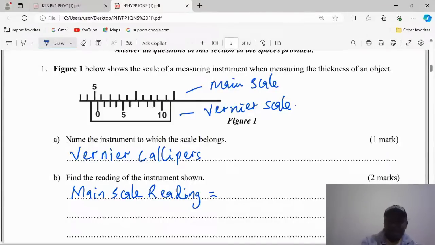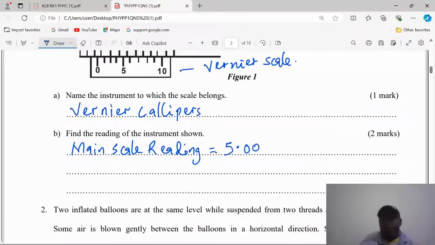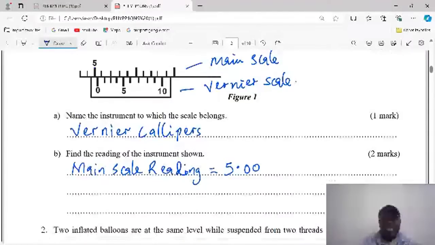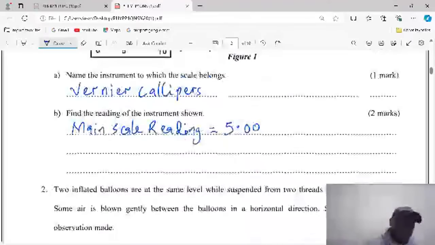So on the vernier scale, we have the 0 mark here. Therefore, we identify the mark on the main scale which is to the left of the vernier scale. And this is going to be exactly 5. Measurements from a vernier calipers should be put to 2 decimal places and in centimeters. There is what we call the vernier scale reading.